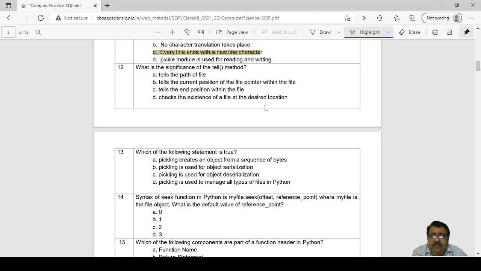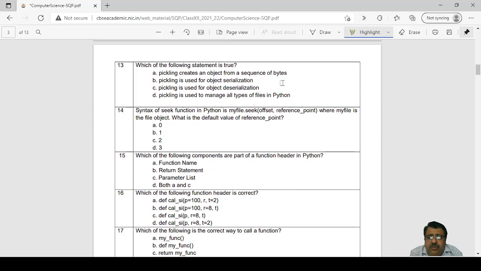Question number 12. What is the significance of the tell method? So tell method, everybody knows, it tells the current position of the file pointer within the file. Right? Next, question number 13.